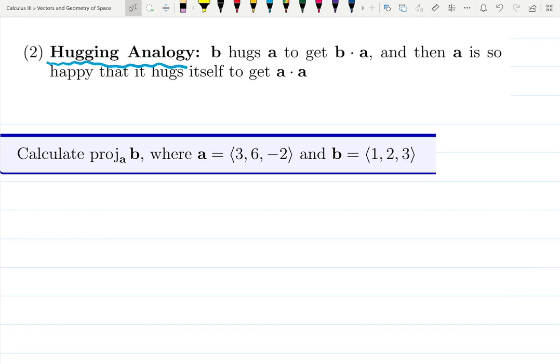The hugging analogy is supposed to help you memorize the formula. I remember it. See? I like it a lot. Such a good analogy. Let's do it fast because there's one more example left to explain, and then we're done.